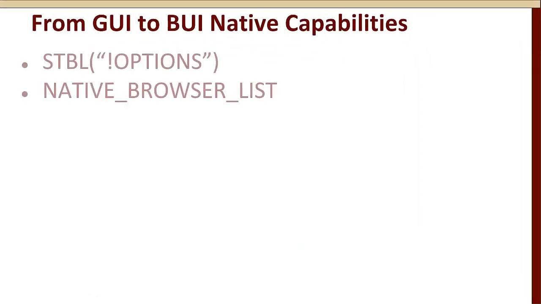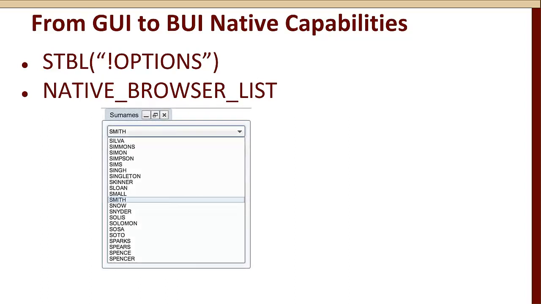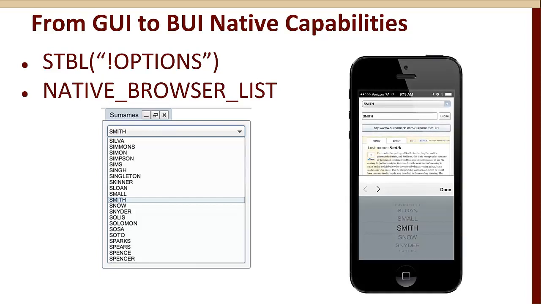What about taking advantage of some native capabilities of the mobile devices? We have a couple of choices for you. Again, in the SDBL bang options, we have an option for native browser list. If you see over here on the left-hand side, we have the surnames and that's a standard BBJ list button in operation. While on the right-hand side, we have an iPhone running, and here we've elected to utilize the native browser list and it shows the iOS list picker. That would be different for iOS 6 versus iOS 7.